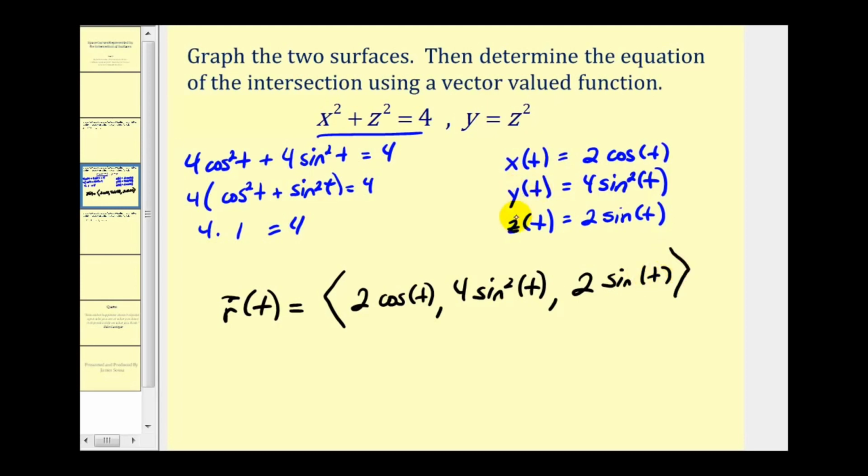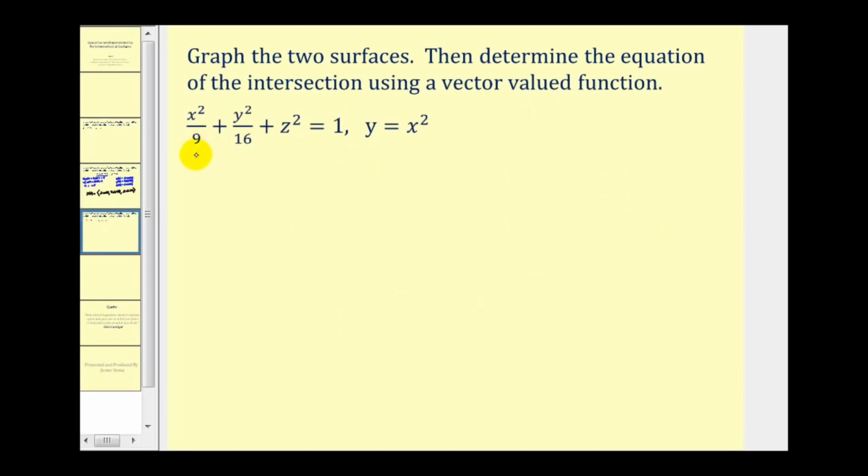Now I should make a note that these parametric equations could be defined in a different way, meaning we could have let x of t equal 2 sine t and z of t equal 2 cosine t, which would have changed y of t. So the way of expressing this vector valued function is not unique, but it does satisfy these two equations, and therefore it does represent the intersection of those two surfaces.